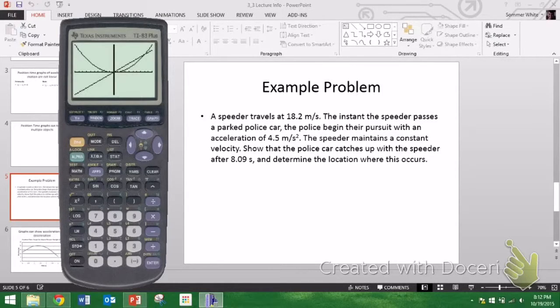Alright, and we're going to find out at what point they meet. To do that, I'm going to hit the second button on my calculator, and then I'm going to hit the trace button. You'll notice above the trace button it does say calc. When I click on that, it gives me a lot of different options. I want to know at what point they intersect, which is option number 5, and I'm going to click on that.